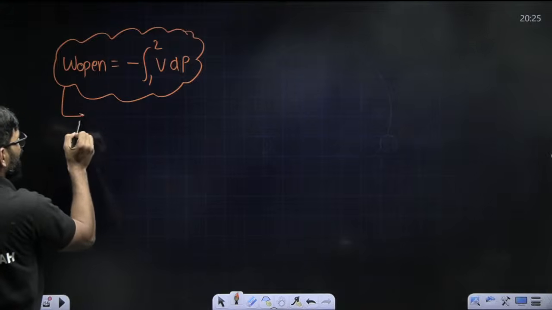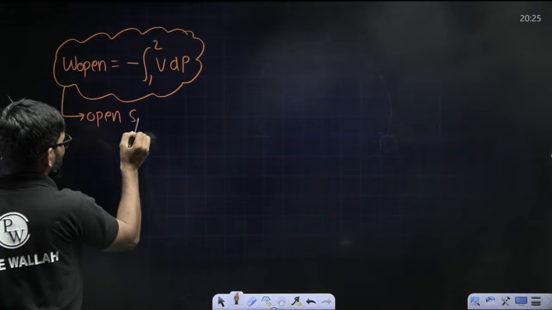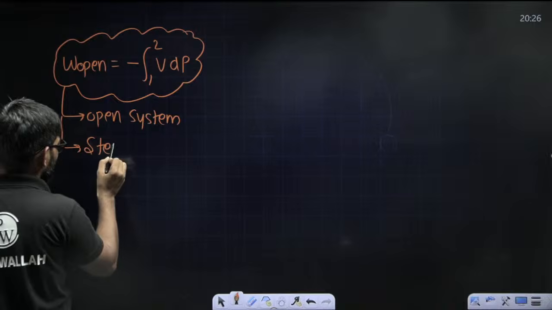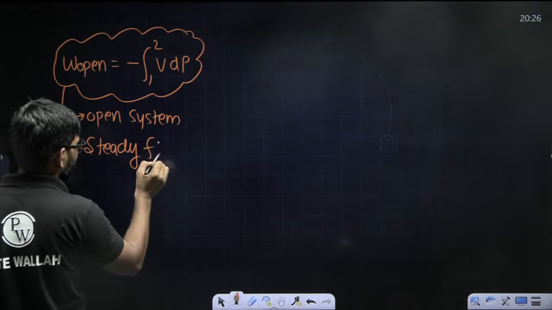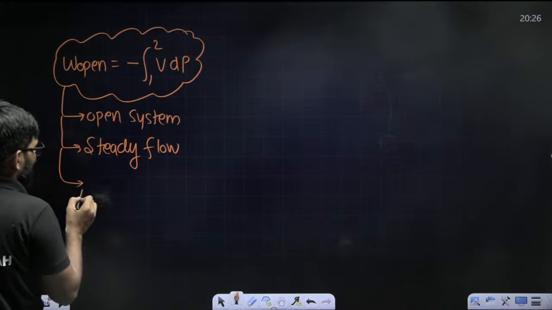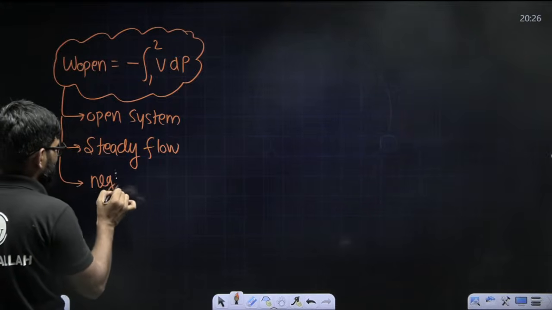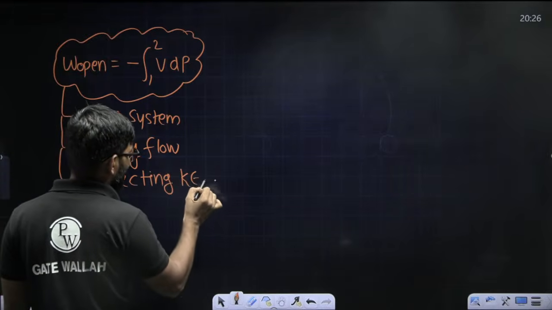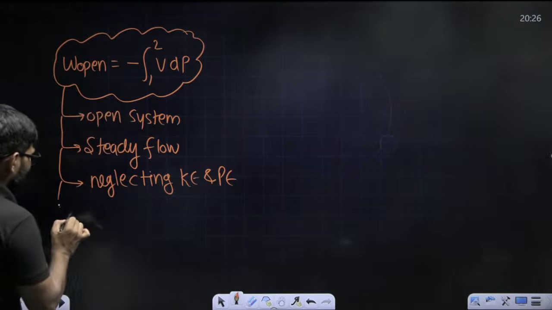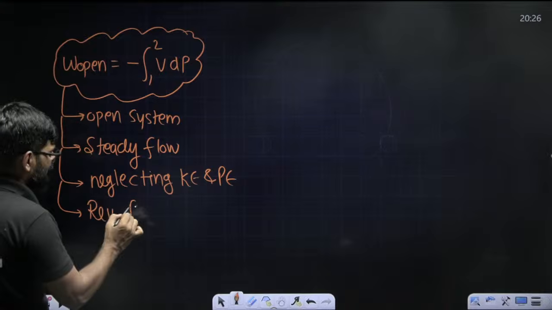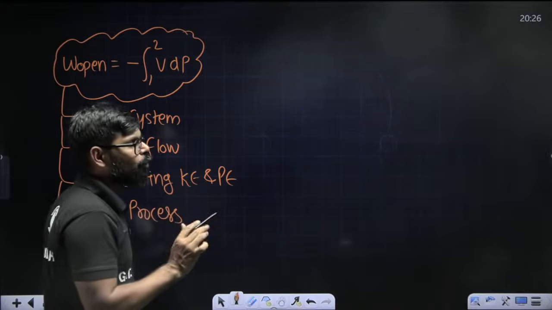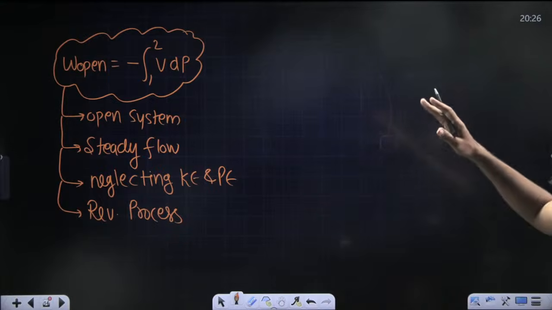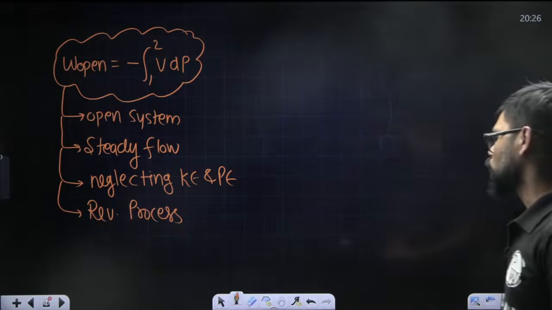Now where can you apply it? Obviously open system, this is only for open system, and the flow must be steady. It is for steady flow, neglecting kinetic and potential energy changes, and a reversible process. So these four constraints are there, my dear student friends, for W open equal to minus integration 1 to 2 VdP.